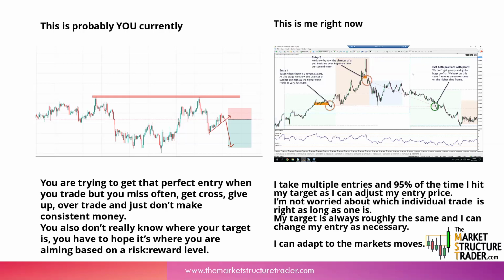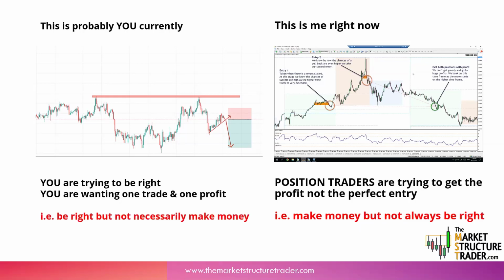It's more dynamic. So at the moment, if you're using a stop, you're trying to be right. You're wanting one trade and one profit. Basically you're just trying to be right and not necessarily make money, which we kind of touched on yesterday. Position traders are trying to get the profit, not the perfect entry. The goal of a position trader is to make money, but not always be right.